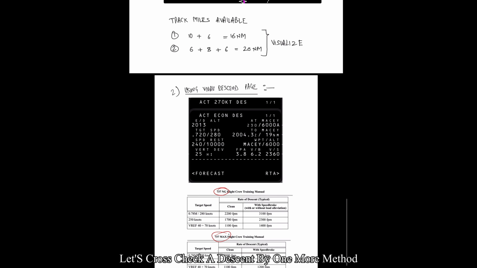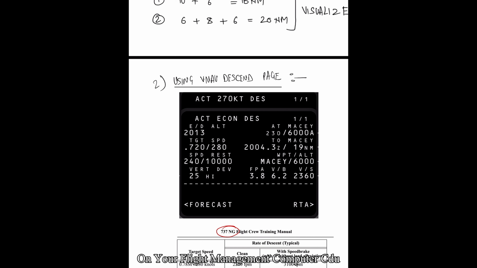Let's cross check our descent by one more method. On your flight management computer CDU, you have a VNAV descent page. If you go to that page, on the right hand side, you will see a waypoint name, the altitude and the VS. What it means is that to reach the waypoint Mackie at an altitude of 6,000 feet, you require a VS of 2360 feet per minute.